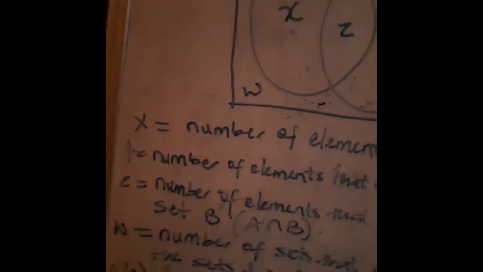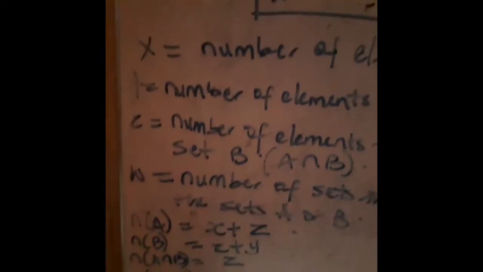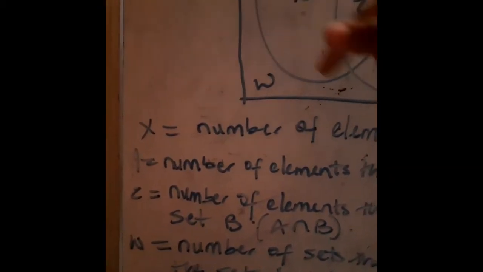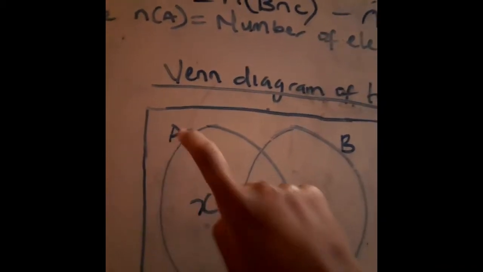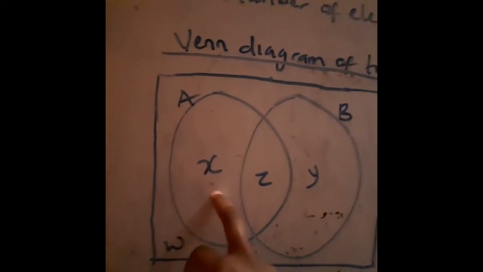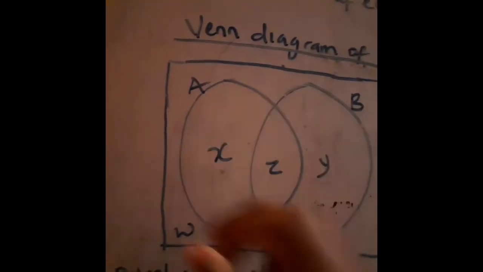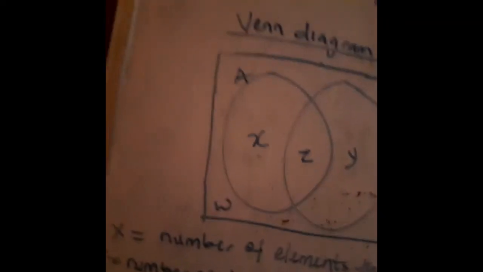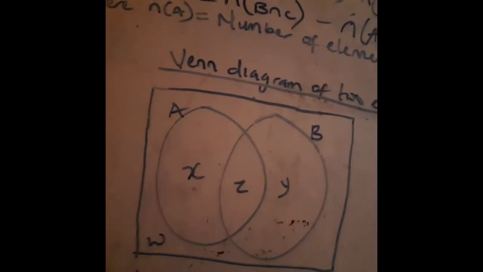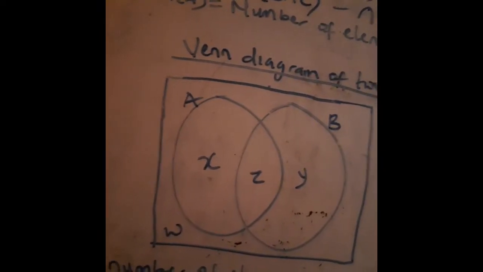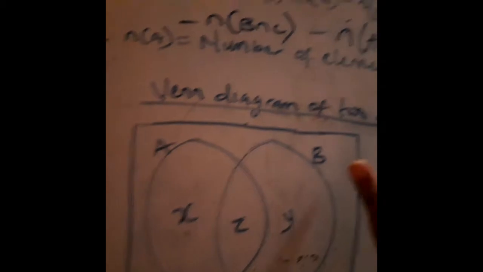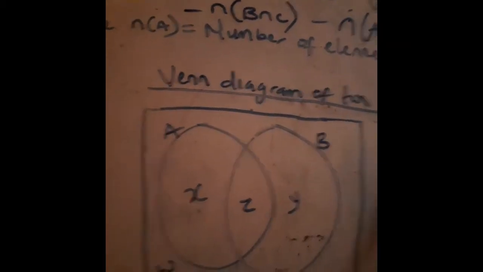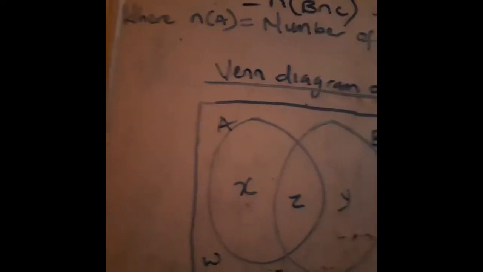And we now have the number of elements in A union B. I said A union B is the union of the elements in set A and the elements in set B. So what are the elements in set A and set B? We have X, Y, and Z. So this is for two sets only, the Venn diagram of two sets, which is A and B. I made a mistake here, it should be two sets rather. So it should be Venn diagram of two sets.